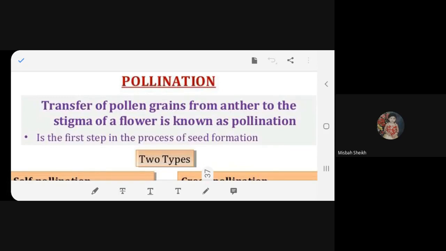Yes, girls. Hello. You start explaining. Can I? Yeah, sure. Pollen grains are transferred to the stigma is called pollination. Okay, good. What is self-pollination? Hello, what is self-pollination, beta? Ma'am, just 2 minutes.